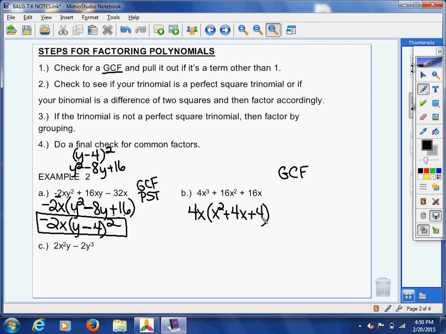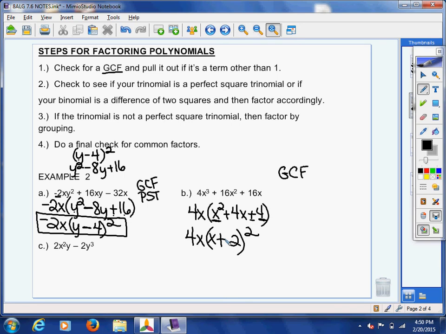Okay, now let's look at the trinomial that's left. Step 2 says, if you've got a trinomial, check and see if it's perfect. Hey, you know what? It looks like it is. It has all the makings of being a perfect square trinomial. So let's factor it that way. Remember, x squared, break that up by multiplying x to itself. 4 is 2 squared, right? And then the sign in the middle is positive, so I'm going to write that as positive.